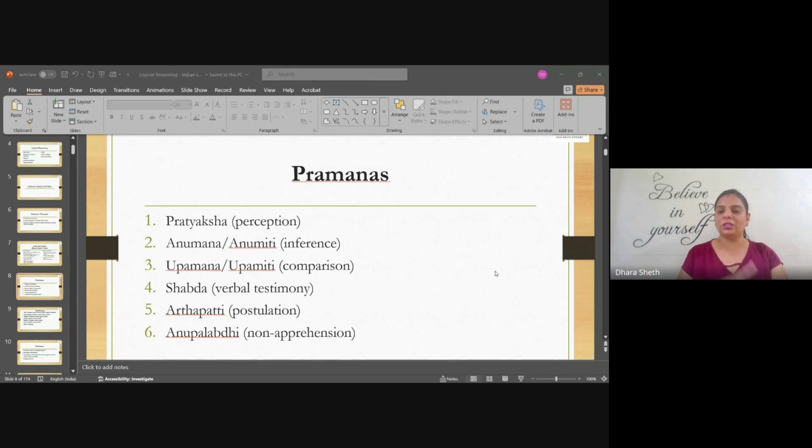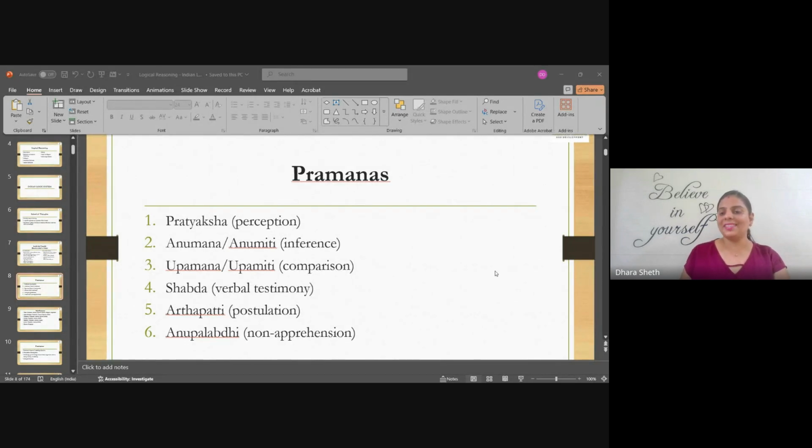The names of both Sanskrit and the English need to be remembered. Sometimes they don't give the Sanskrit equivalent of it. Okay, they'll just write the English words. So pratyaksh or perception is using 5 senses. Anuman or anumiti or inference is when you look at something, think about it and draw an inference based on whatever previous knowledge is there.